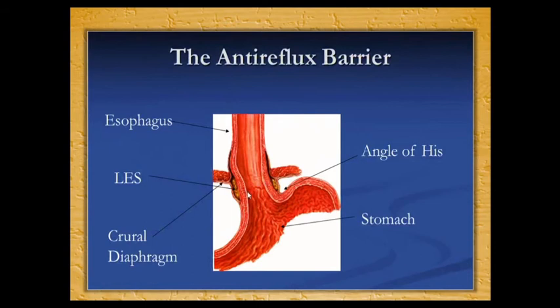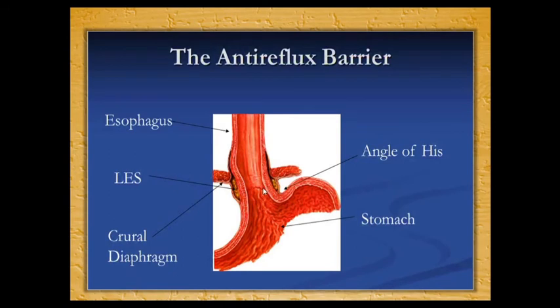Firstly is the tonic activity of the lower esophageal sphincter here, and you can see the difference between the lining of the esophagus and the stomach at this level, where the esophagus meets the cardiac orifice of the stomach. So this is the first barrier.